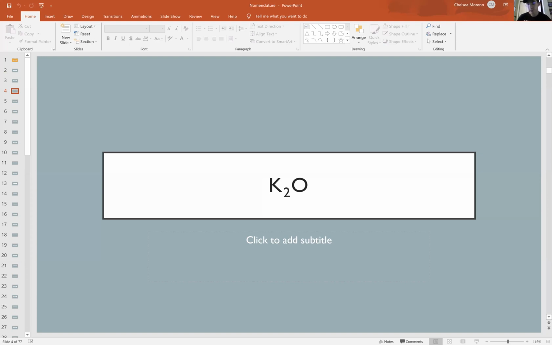So what would we call this? We have K, which is potassium, and what's O? Oxygen, so it's potassium oxide. Right, it's potassium and oxygen, but when you're in a compound, you want to add the "ide" at the end. So like Cameron said, it's potassium oxide.